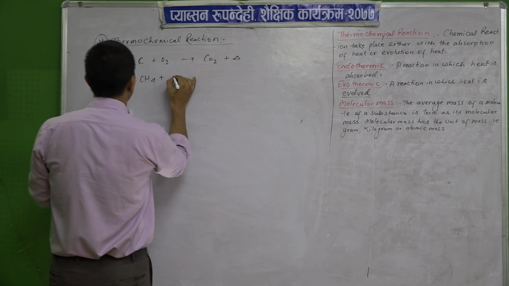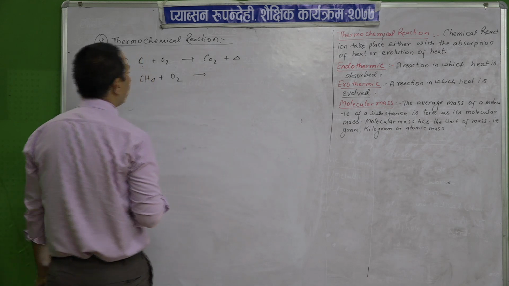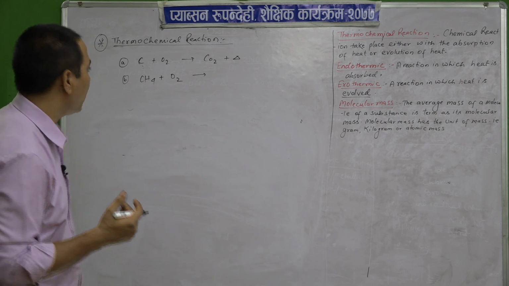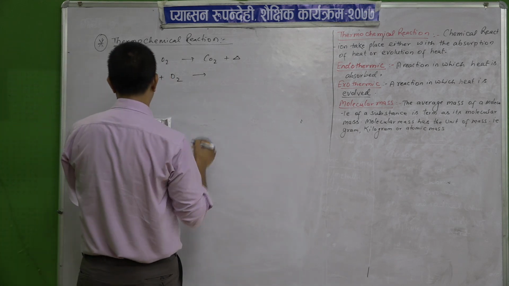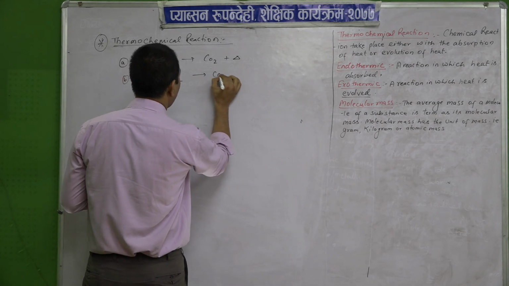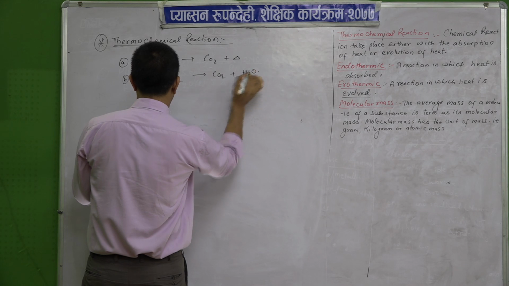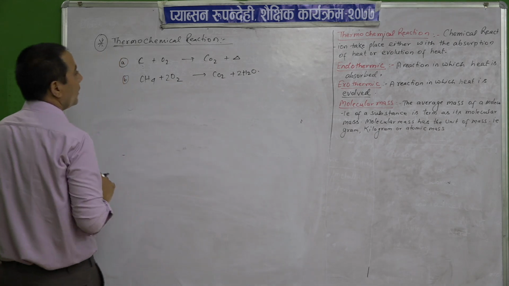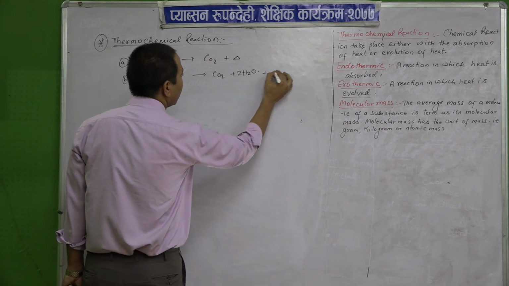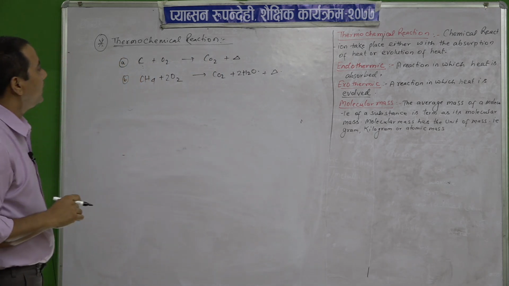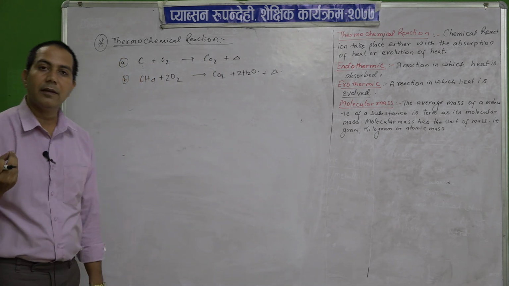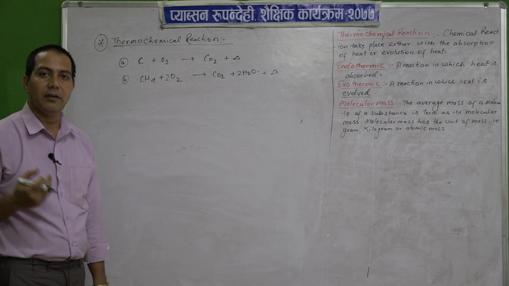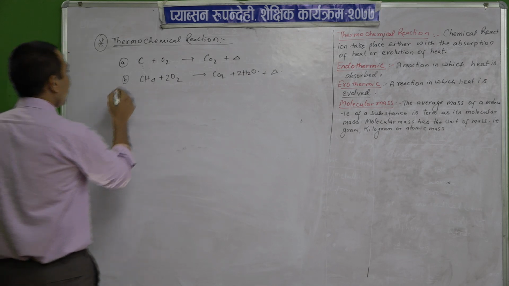Okay. Then the next example, methane reacts with oxygen. When methane reacts with oxygen, what will it produce? It will produce carbon dioxide plus water. Okay. If we balance it, it releases some heat. Methane burns, like we can take the example of the gas cylinder, one of the methane and ethane gases.